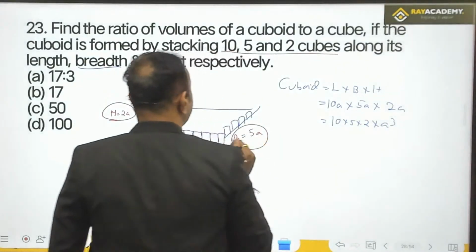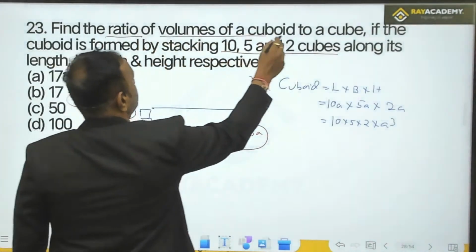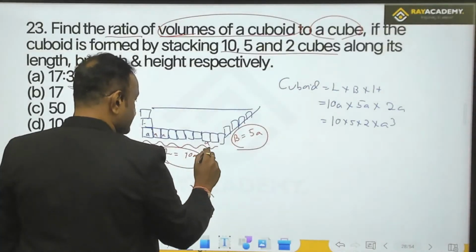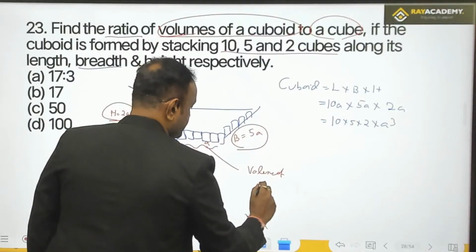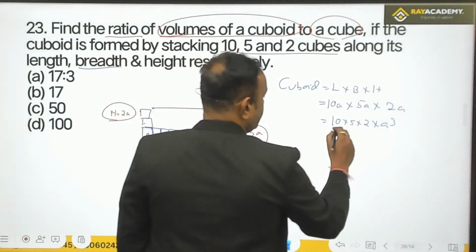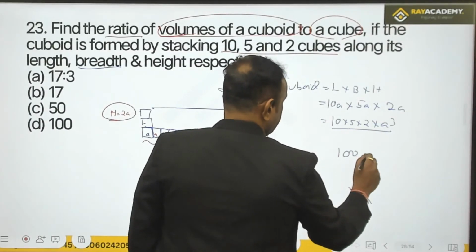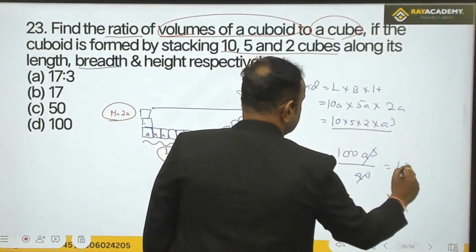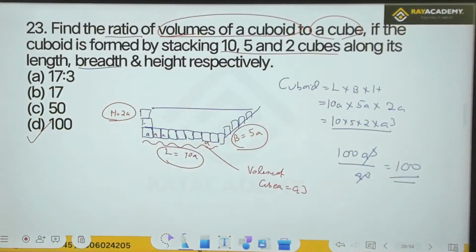We need the ratio of the volume of the cuboid and the cube. Each cube has side length a, so the volume of a cube is simply a cubed. So we take the ratio, this divided by a cubed. 10 into 10 is 100 a cubed divided by a cubed, it gets cancelled. So the answer is 100. So the right answer is option D.